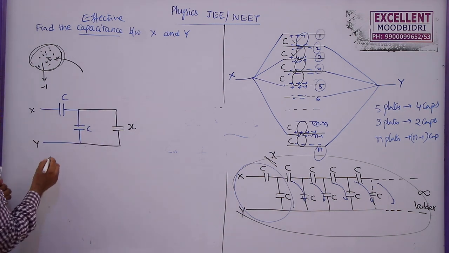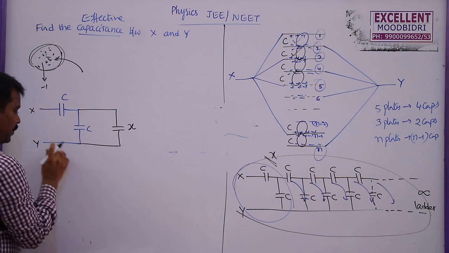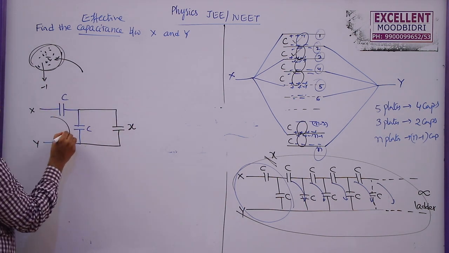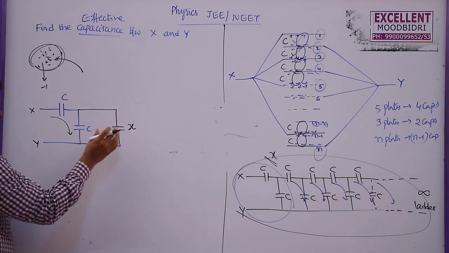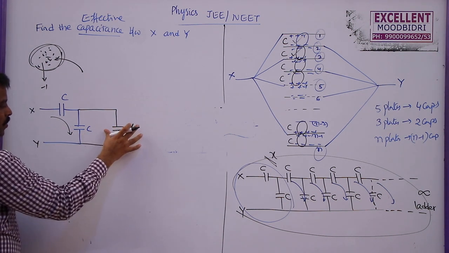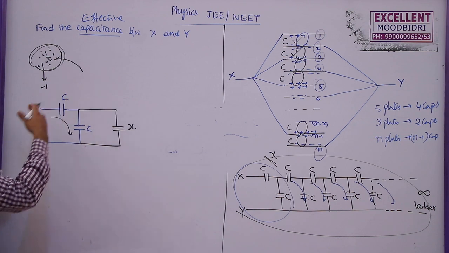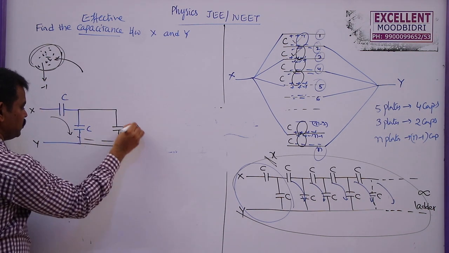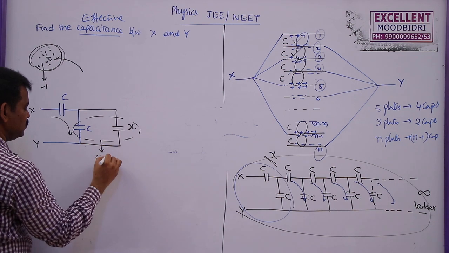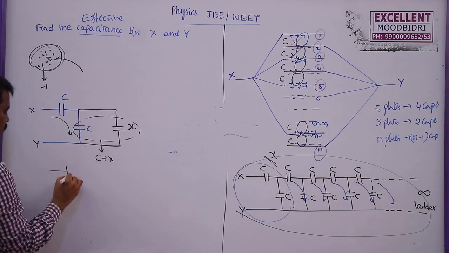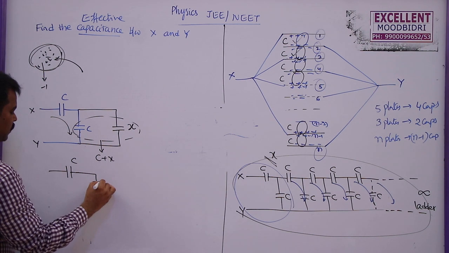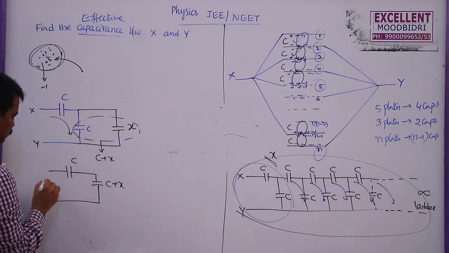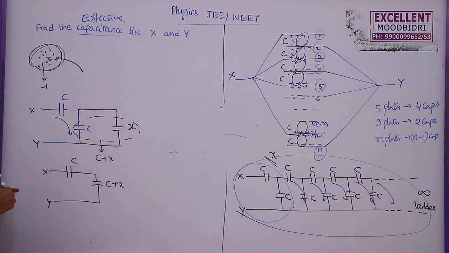Now you see this diagram. The effective capacitance of this one is also X only. Why? Because to X I am adding a single link. By adding a single link to a big magnitude, the total magnitude remains as X only. Now you can see these two are parallel. So the effective capacitance of this one is C plus X. Now you can write this as, this is C, this is C plus X, this is X.